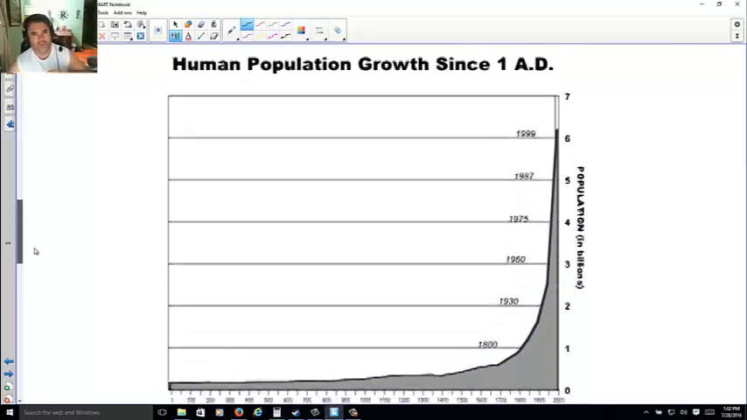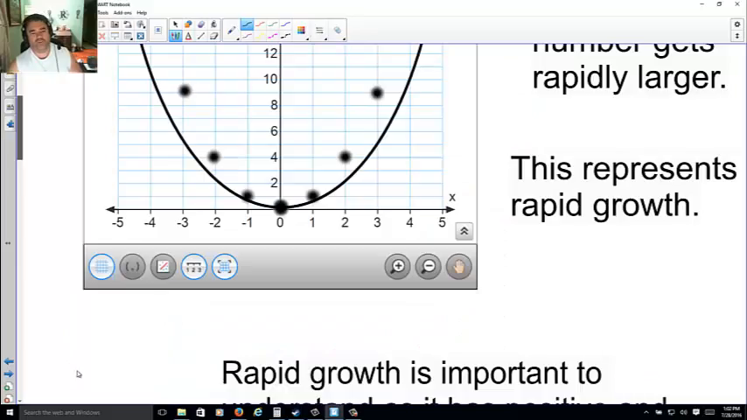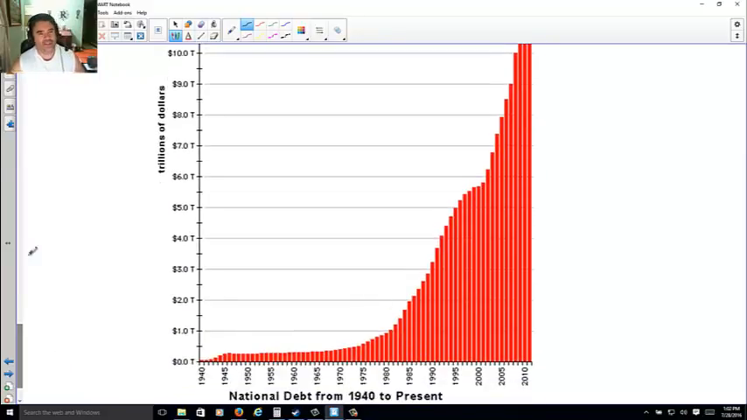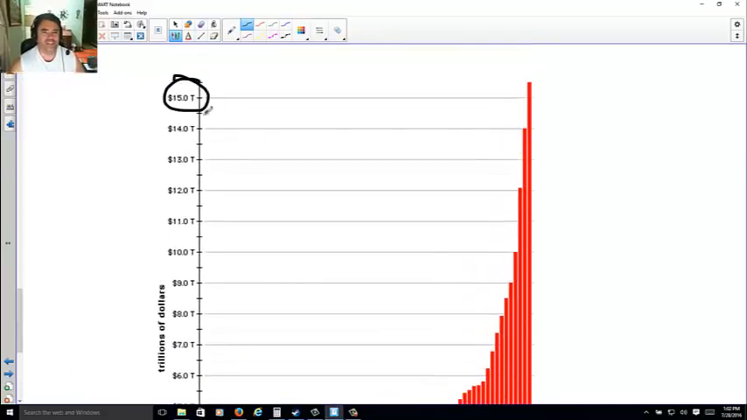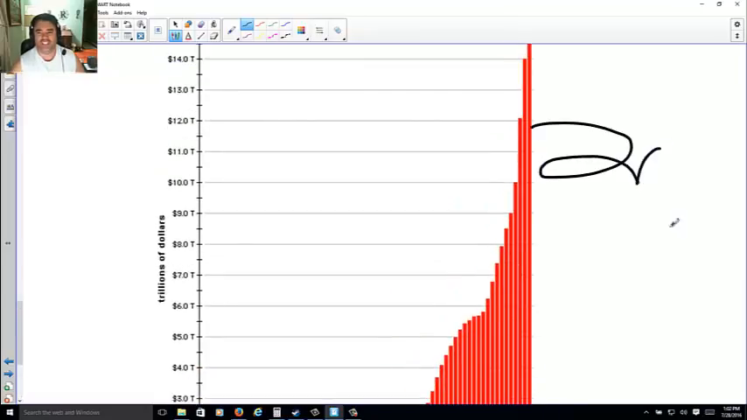Positive growth, growth of human population over time, and negative growth are increasing national debt. But that's a whole different tirade that you don't need me to get on about. Funny how this is only 15 trillion and this is 2012 and now it's 20 trillion pretty much.